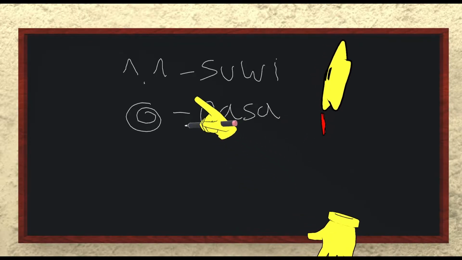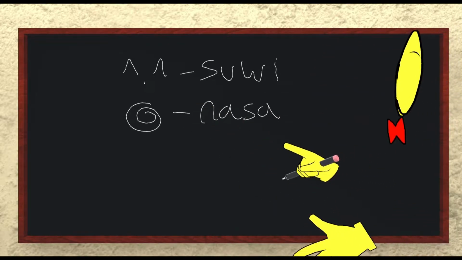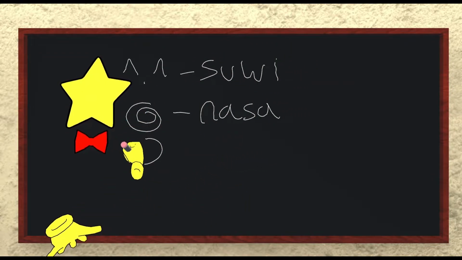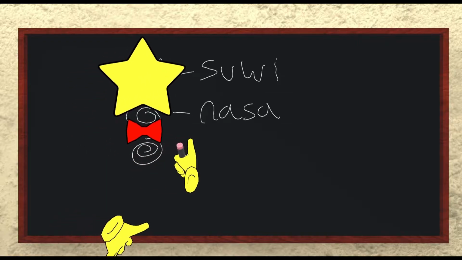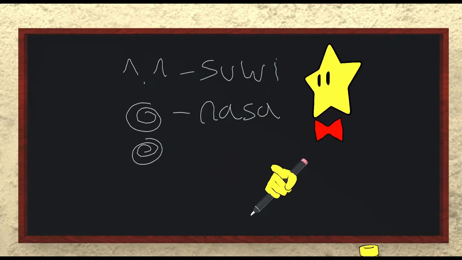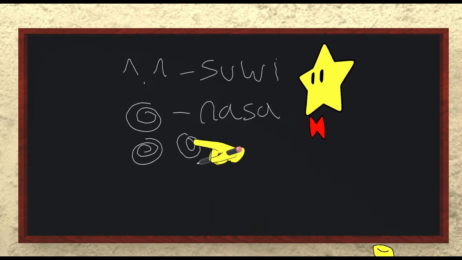NASA, which is drawn with this spiral shape. Now, don't worry about the exact direction of the spiral shape. It can be recognized whether it's clockwise or counterclockwise. And it also doesn't matter how many lines are in it, so long as it looks reasonably like a spiral. So you could do just that. And that could totally be NASA.